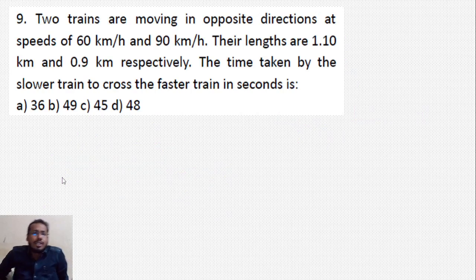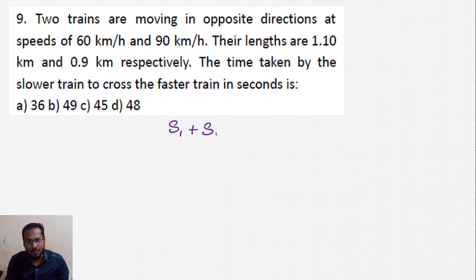Right, next one. Two trains are moving in opposite direction at speeds. How to write the equation? See, two trains in opposite direction means S1 plus S2. Their lengths are given. So L1 plus L2 over T. This is the formula. Just plot the values in this.